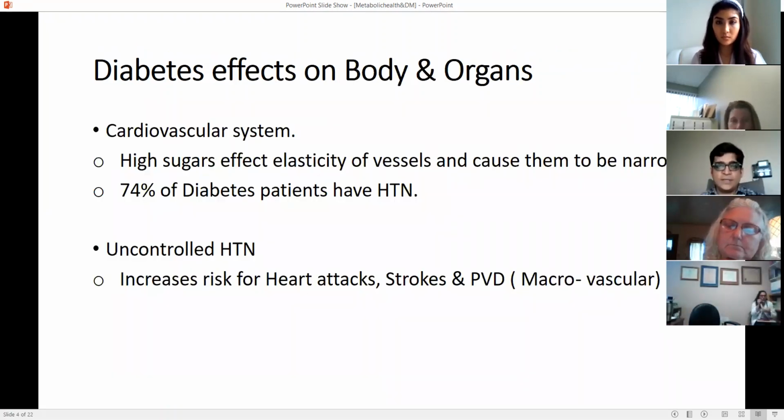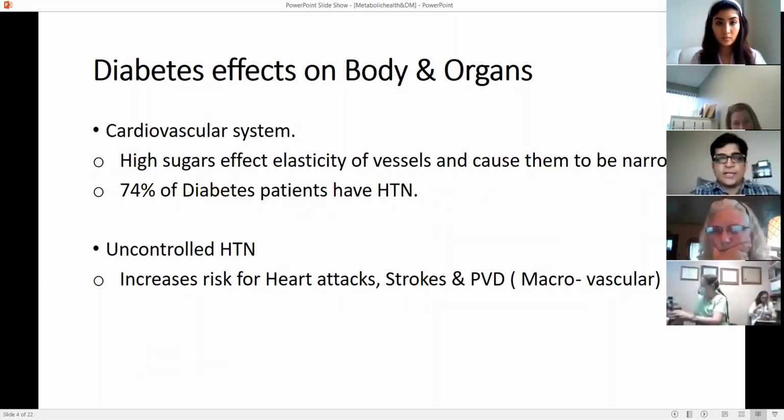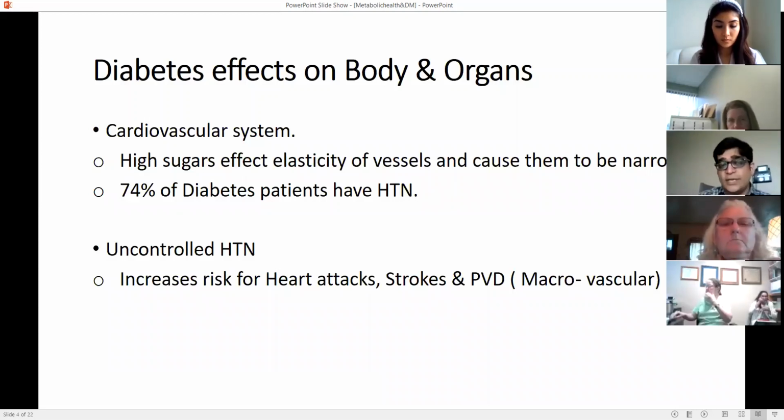So, diabetes' effect on the body or an organ. The number one cause of death is cardiovascular mortality in this country at this time. Diabetes affects the cardiovascular system. High blood sugars directly will affect the elasticity of the vessels. So the blood vessels will become less elastic. They will become stiff, in other words.